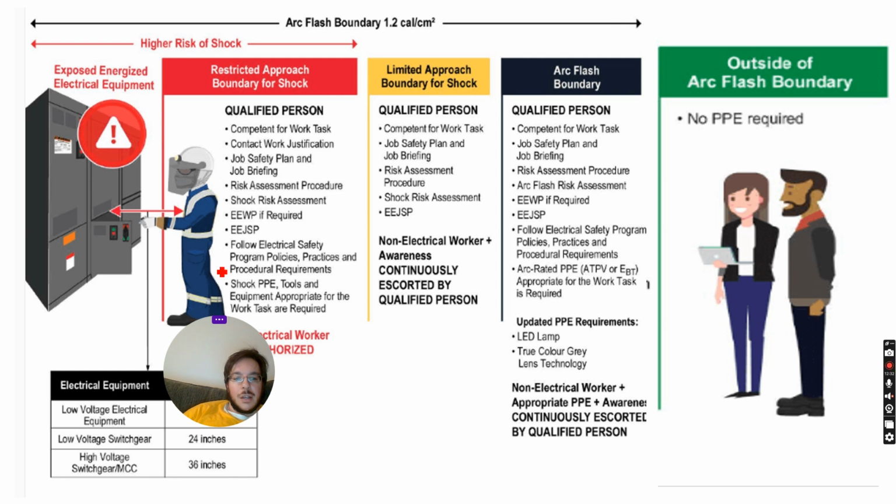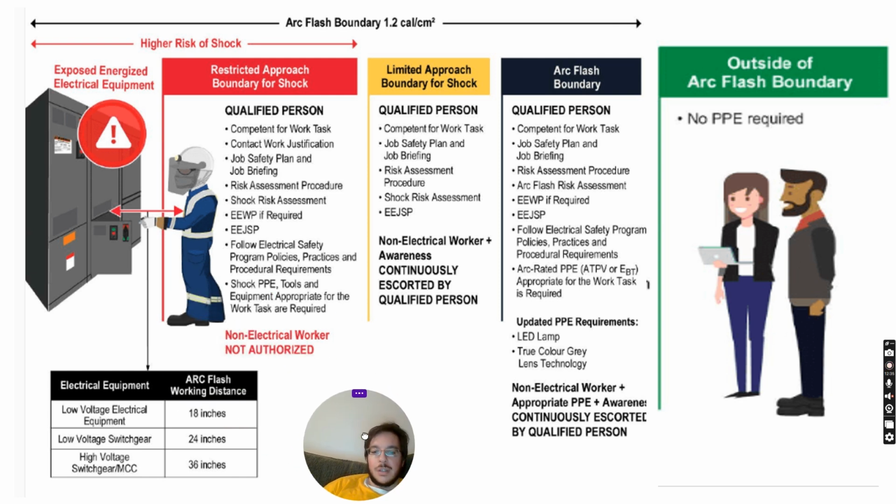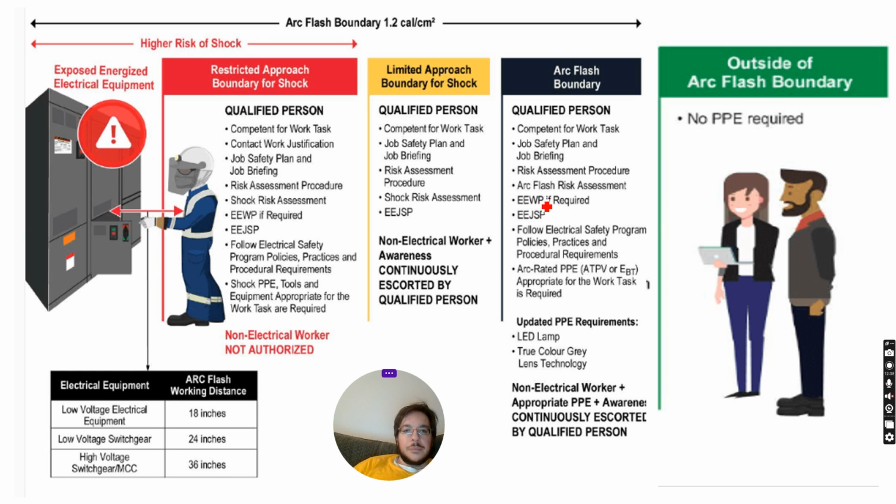So here's an example. Right here we are at the arc flash boundary. If we stand right here, here's our switch gear, and we've opened it up. Random office workers that are screwing around on the iPad, they don't need any PPE because they're outside the boundary. Right here is where they can get a second-degree burn.